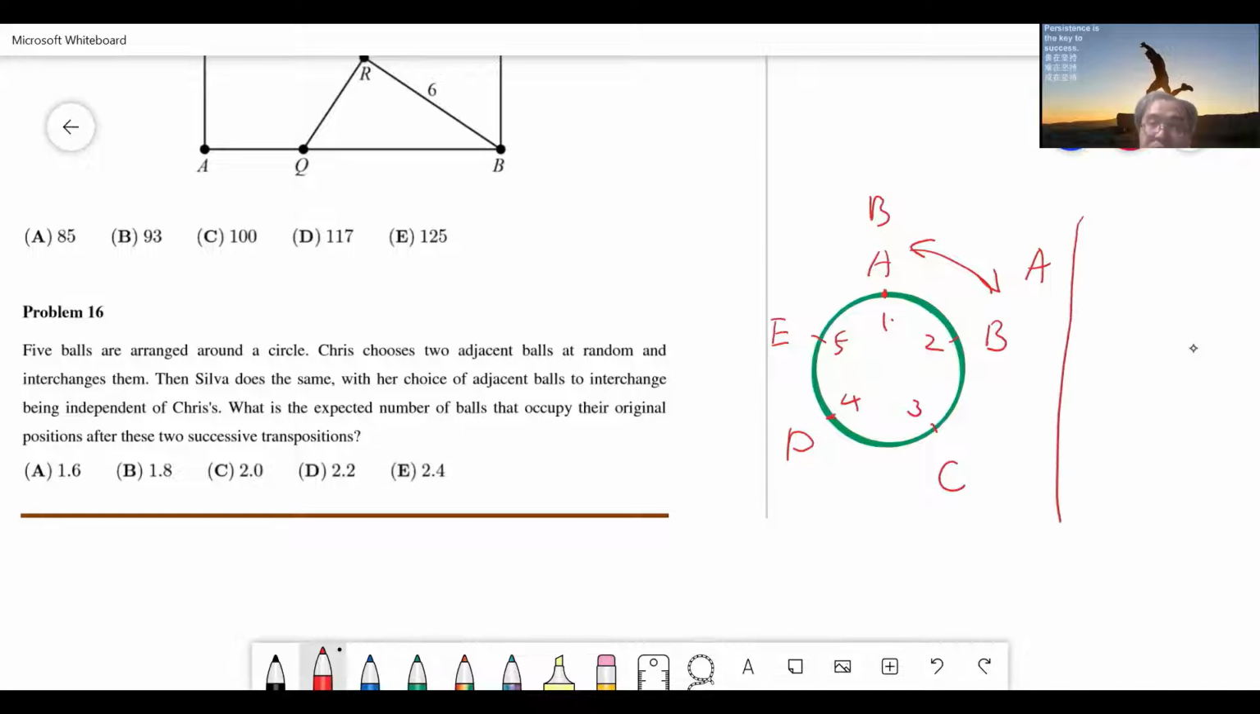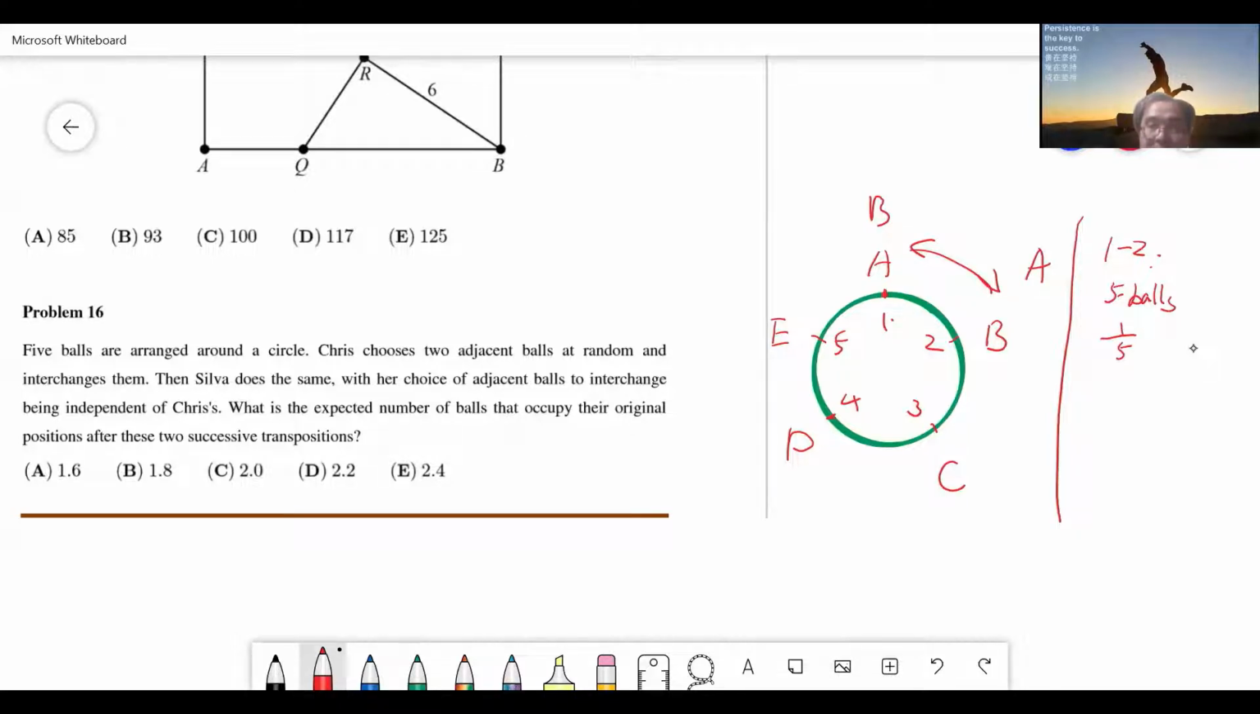If you think about Silva, she can do again the position 1 and position 2 interchange. So in this case, all 5 balls remain in the original position, right? All 5 balls. But what is the probability she can do that? She can do 1, 2, 2, 3, 3, 4, 4, 5, and 5, 1. So the probability for Silva to pick position 1, position 2 is 1/5.